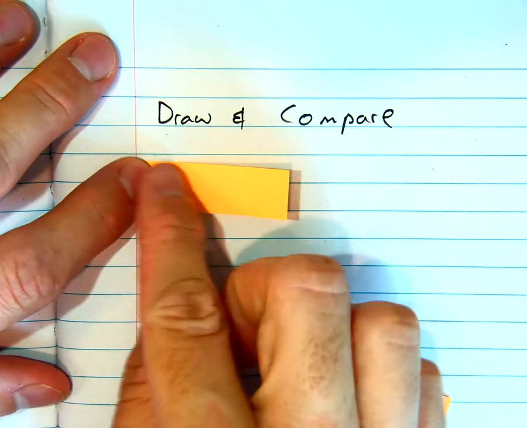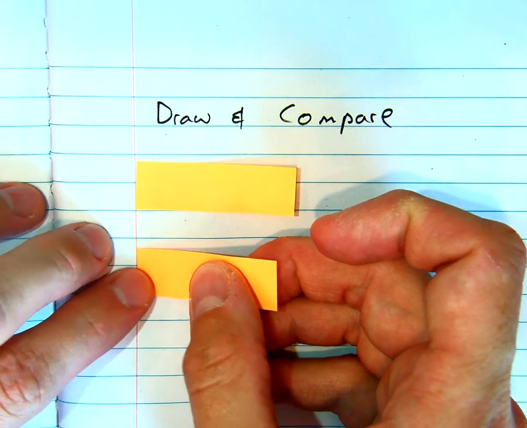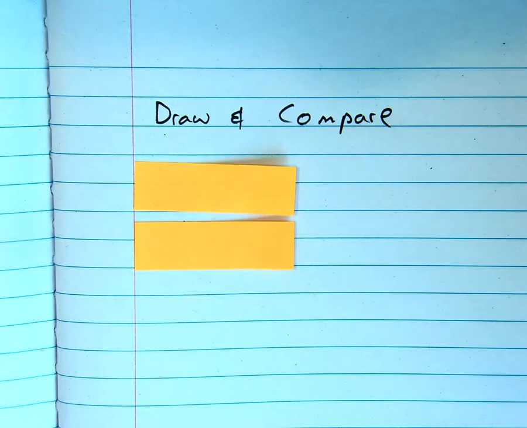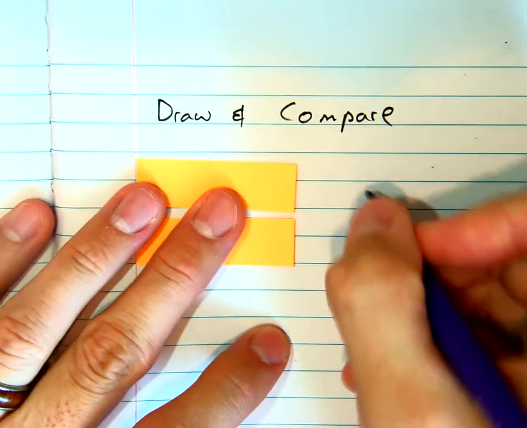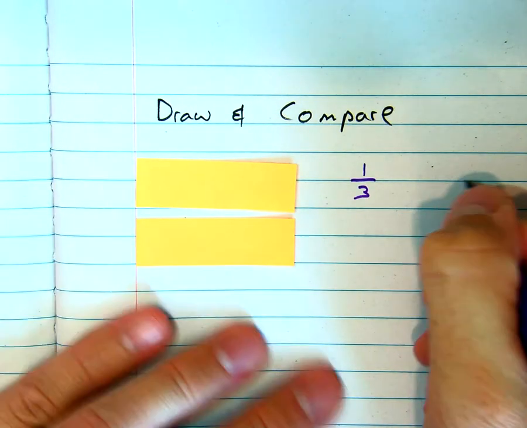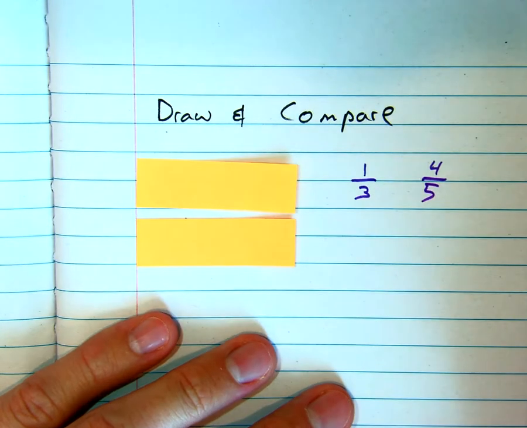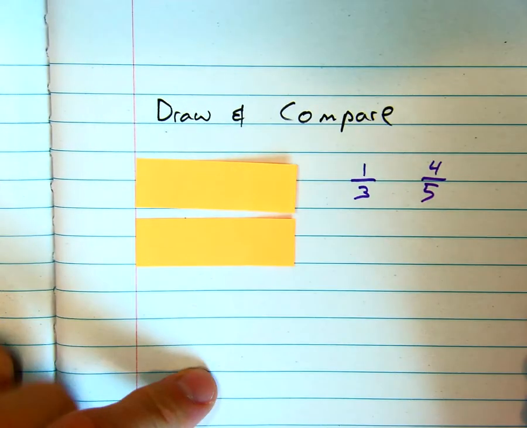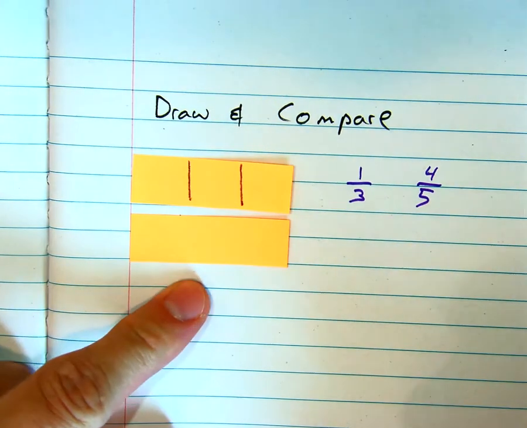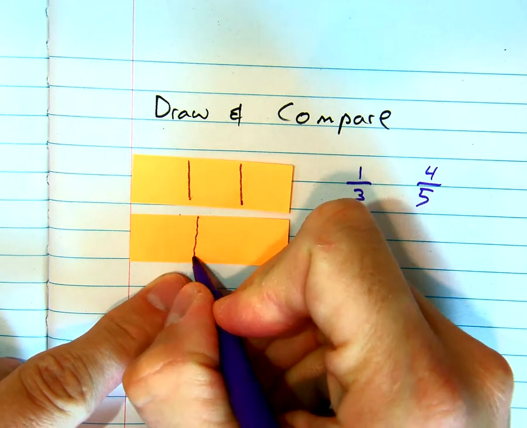I'm going to use very basic fractions. I'm not going to go too wild with them. Put them pretty close together. So if I'm comparing, let's see, 1/3 and let's go with 4/5. 1/3 and 4/5. So my first piece is broken into thirds. And my next one is broken into fifths. 1, 2.